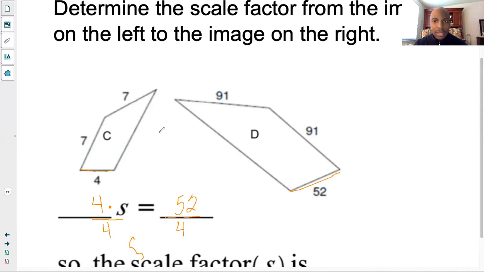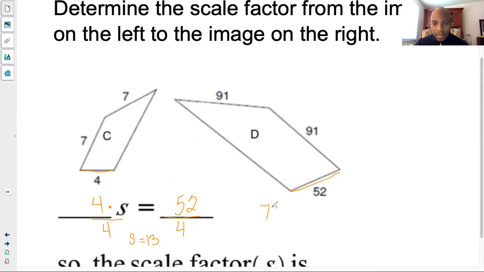Oh, sorry. That was not right. Okay. So you end up getting the scale factor S is equal to 13. Now, will they both give me the same scale factor? They should. Let me try another one.